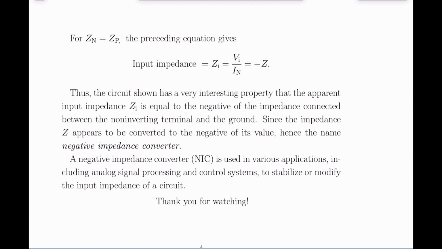So this circuit has a very interesting property. The circuit that we have shown has a very interesting property, that the apparent input impedance Zi is equal to the negative of the impedance connected between the non-inverting terminal and the ground. Since the impedance Z appears to be converted to its negative value, hence the name negative impedance converter.